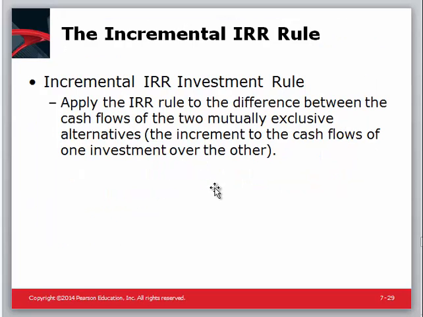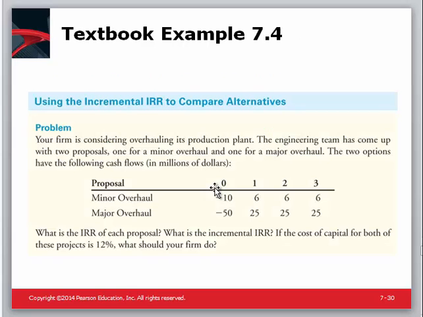What about two projects? We just got to decide which one do we want to do. Maybe it's such a close call, maybe we need to do a calculation. Here we have these two projects. You can see one's a minor overhaul and one's the major overhaul. Well, which one should we do? We have our cash flow streams here. And of course, we have a cost of capital for both of these is 12%. So what should ultimately the company do?